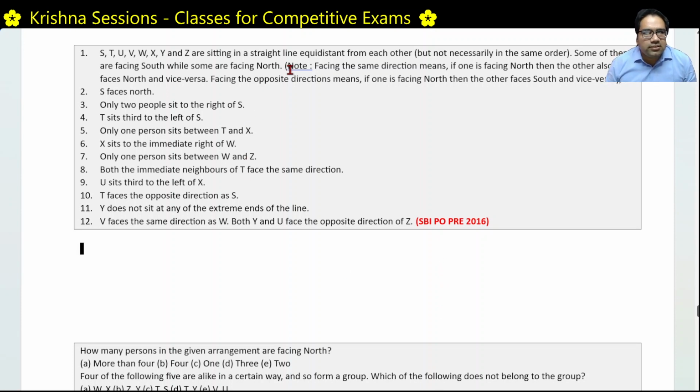This is a seating arrangement problem. S, T, U, V, W, X, Y, Z. These people are all sitting in a straight line, equidistant from one another, but not necessarily in the same order. Some of them are facing north and some of them are facing south.